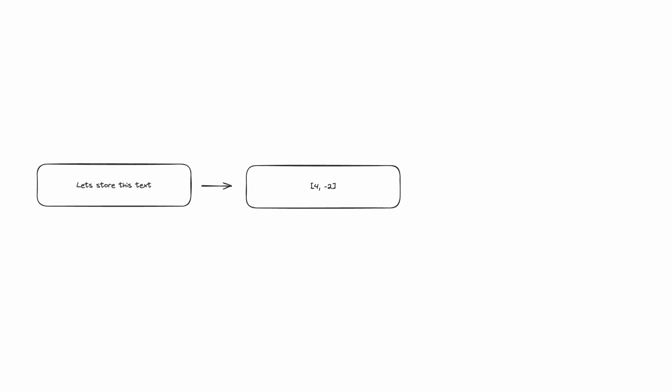In a vector database, we don't just store text, we store numbers. These numbers are called embeddings, and they are a numerical representation of the text. I'll explain exactly how these embeddings are produced in a moment, but once we have them, we can store them as points on a graph.